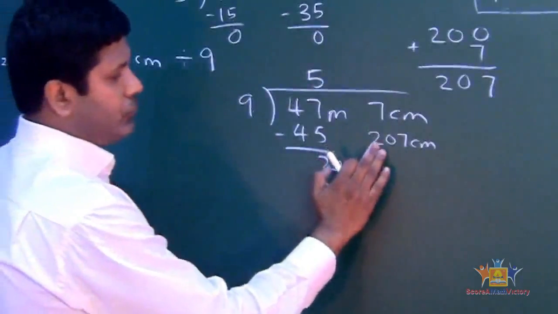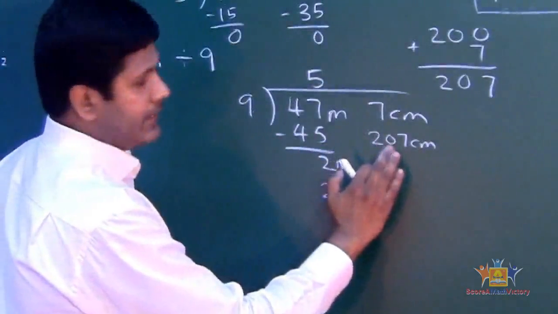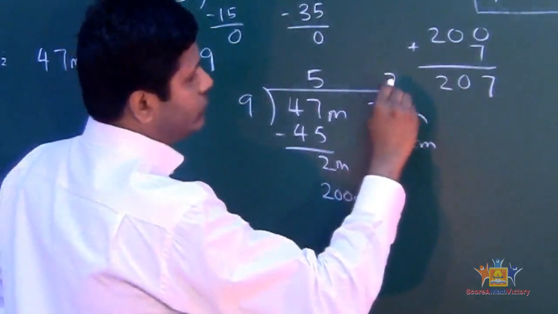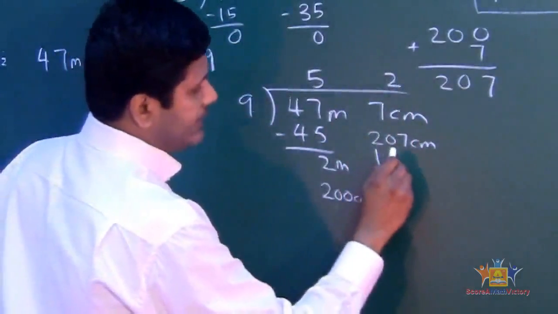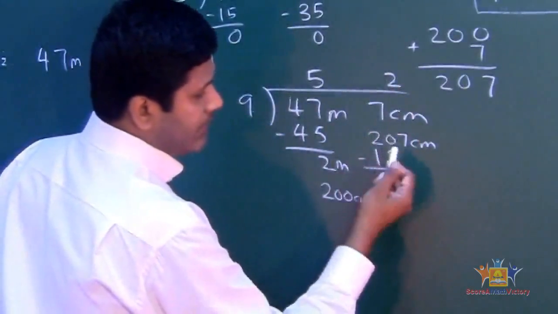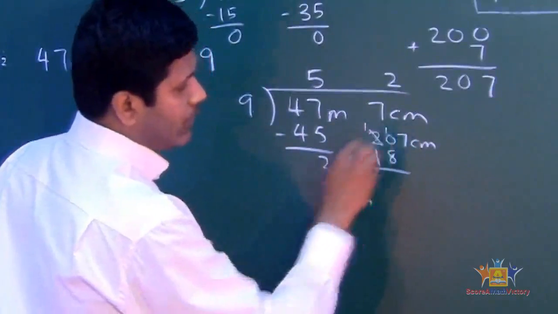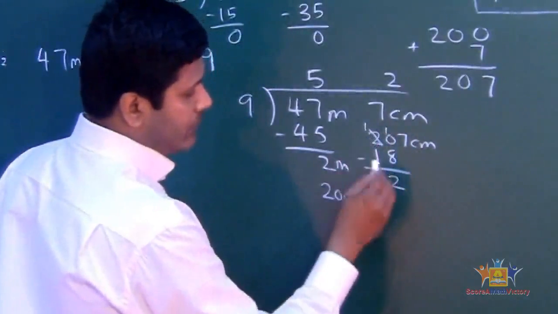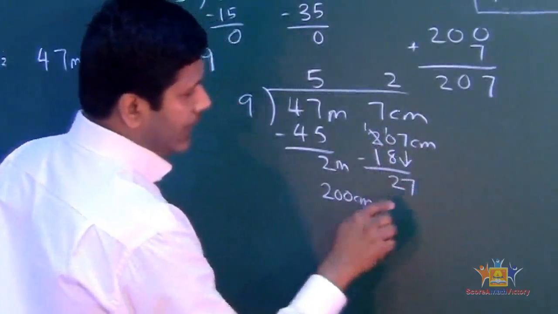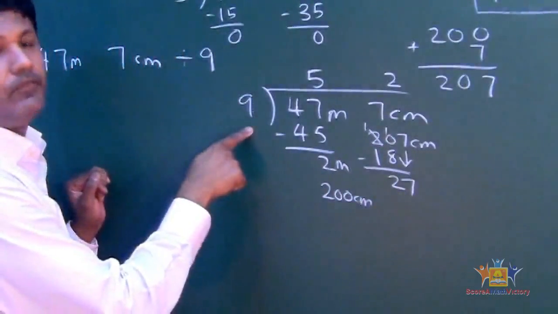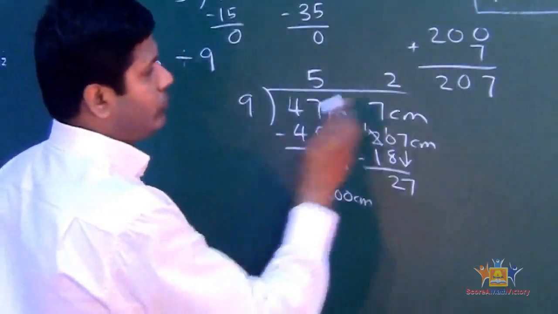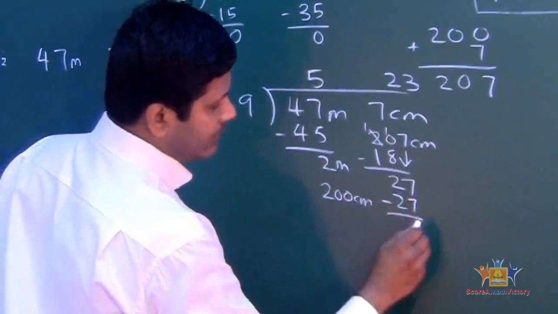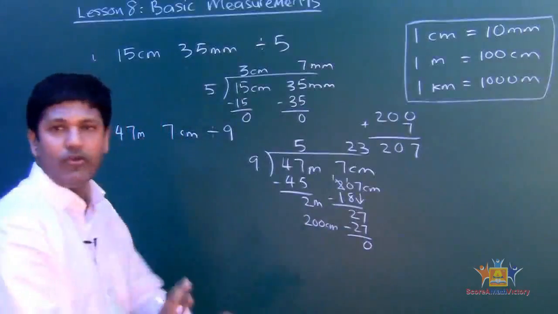Now I divide. In 2 there's how many 9s? 0. In 20 there's how many 9s? 2, very good. So 2 times 9 is 18. 0 minus 8, I cannot, so I borrow from 2. 2 becomes 1, 0 becomes 10. 10 minus 8 is 2, 1 minus 1 is 0, and then bring the 7 down. In 27 there's how many 9s? Very good, 3. So 3 times 9 is 27, minus gives me 0. Once I'm down to 0, I'm done.